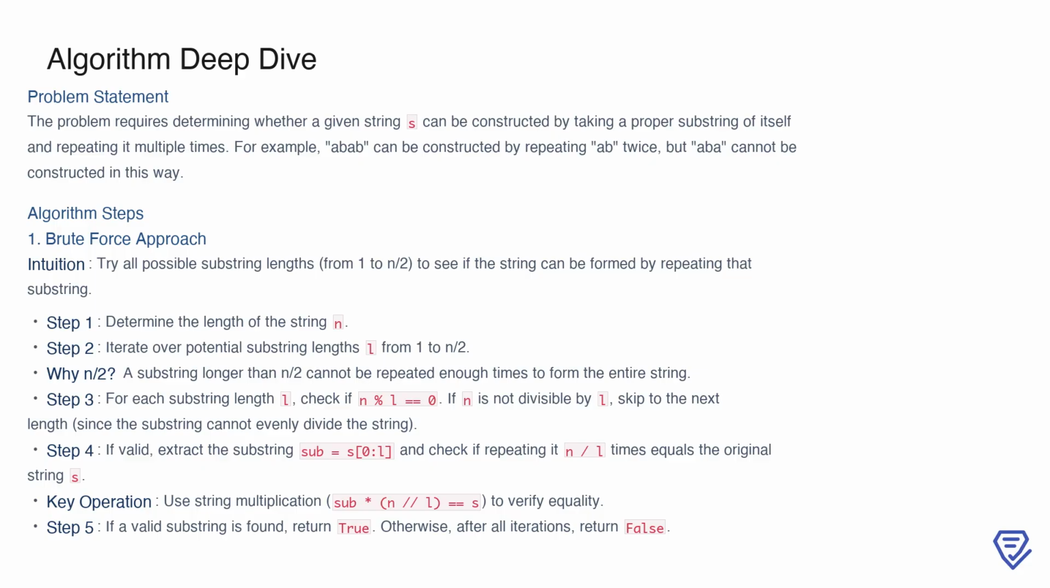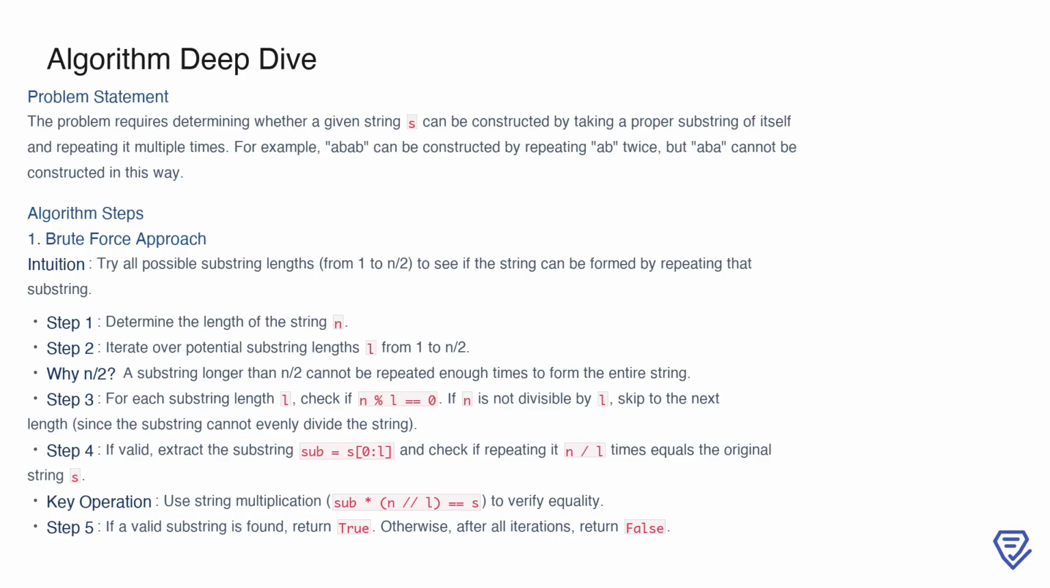To start with, we can approach this problem using a brute force method. Here, the idea is to test all possible lengths of substrings, ranging from 1 to half the length of the string. Why only up to half the length? Because a substring longer than half the string cannot repeat enough times to form the entire string.